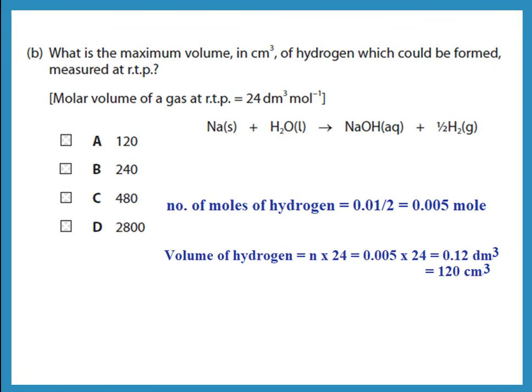Volume is number of moles times 24. This is how we get number of moles of a gas. So it's the volume of a gas. Volume of a gas is number of moles times 24. So it's 0.005 times 24. And that means that I have 0.12 decimeter cubed. But obviously he's asking about the answer in centimeter cubed. That means I have to multiply that 0.12 by 1,000. So that means that my answer is 120.